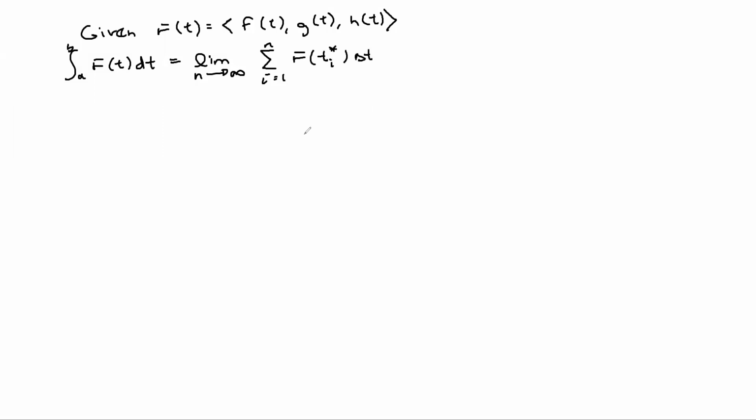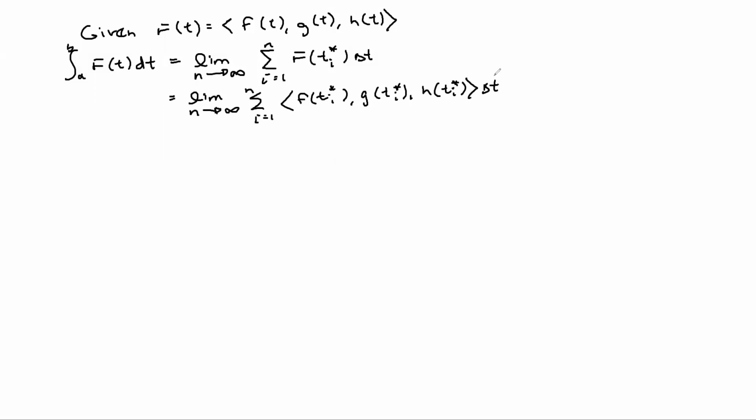Well, first thing that we can do, we can use our vector function definition here and just pop it in. I'm going to try and squeeze this onto a single page. So we have the limit as n goes to infinity, summation i equals 1 to n, and this is going to become f of t sub i star, g of t sub i star, h of t sub i star, change in t.